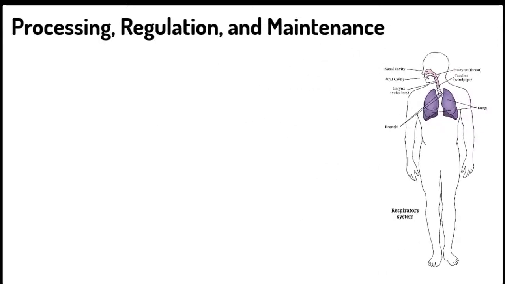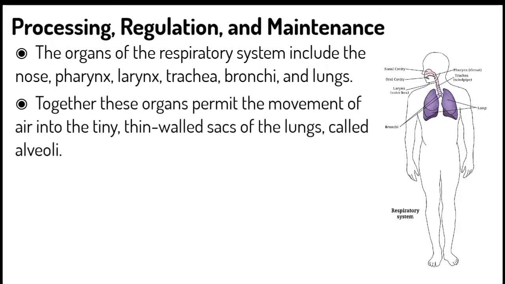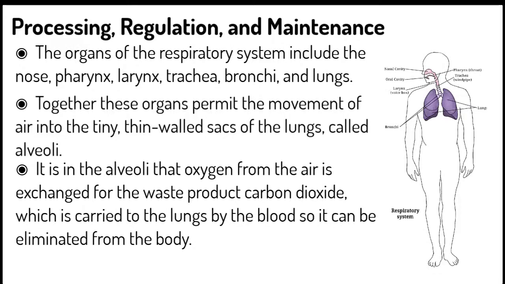Starting with the respiratory system, the organs of the respiratory system include the nose, pharynx, larynx, trachea, bronchi, and lungs. Together, these organs permit the movement of air into the tiny, thin-walled sacs of the lungs, which are called alveoli. It is in the alveoli that oxygen from the air is exchanged for the waste product carbon dioxide, which is carried to the lungs by the blood so that it can be eliminated from the body.